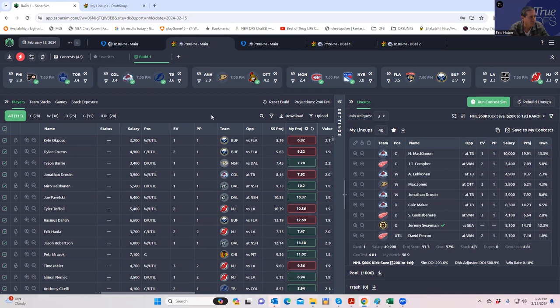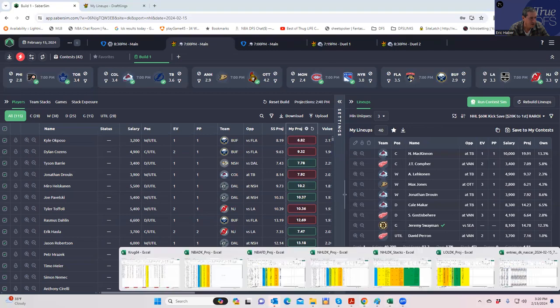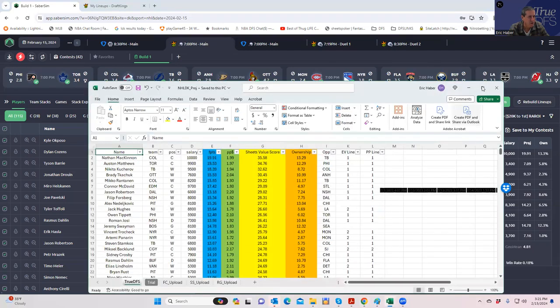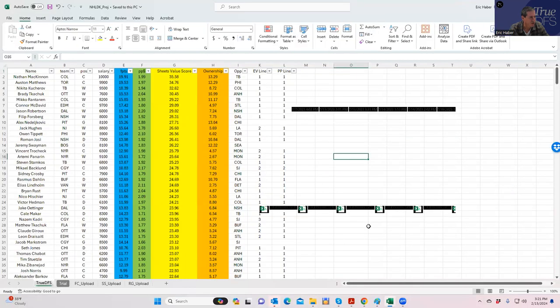projections, like some people are. We're going to start with the presumption that we have a good set of projections. We're using the TrueDFS ones. That's when I go through the industry and look at the models that usually work and tweak a little bit and come up with this main sheet, which is essentially the projection sheet.